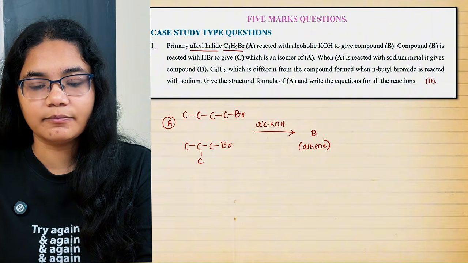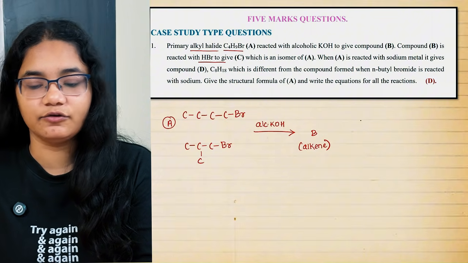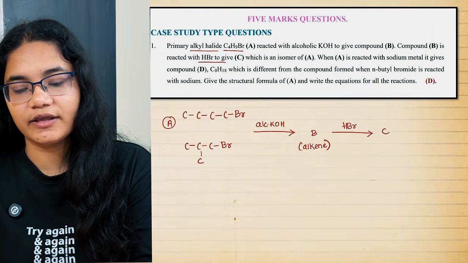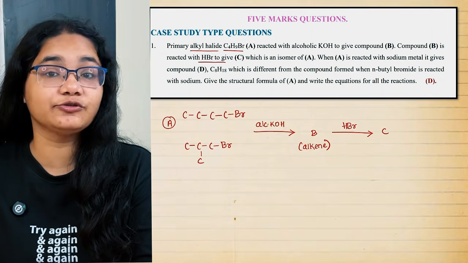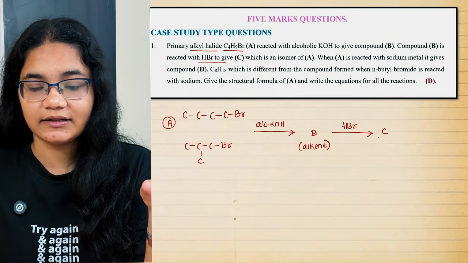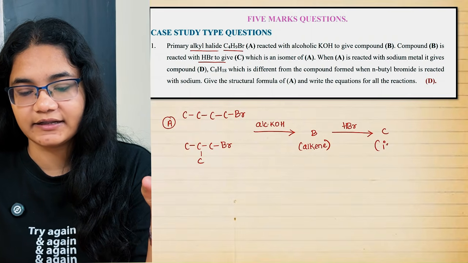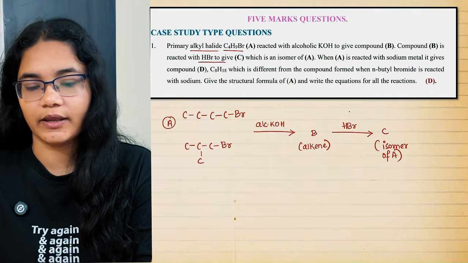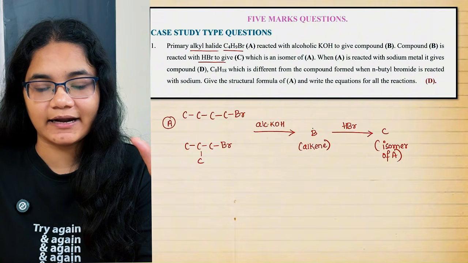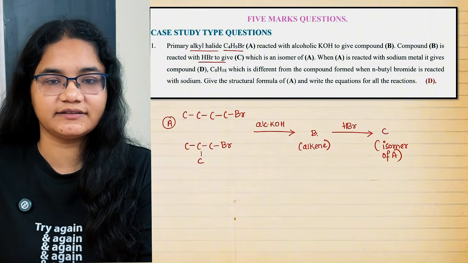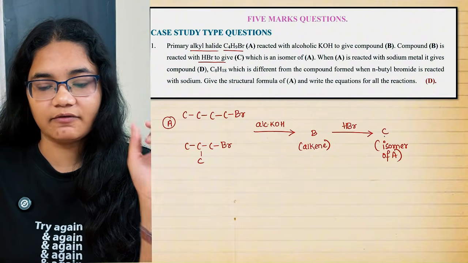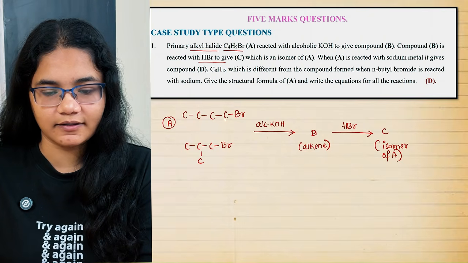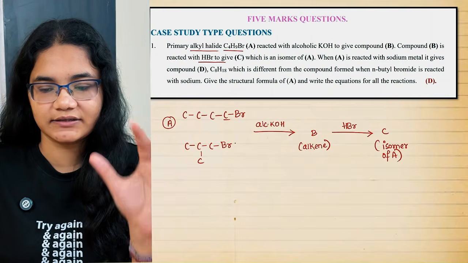Next, compound B is reacted with HBr to give you C, which is an isomer of A. So you can see how C is related: it is an isomer of A. Now, when I'm adding HBr to an alkene group, there will always be Markovnikov addition. So Br will go to the more substituted carbon, but here the Br in A is at the first position. So that is how it is an isomer.